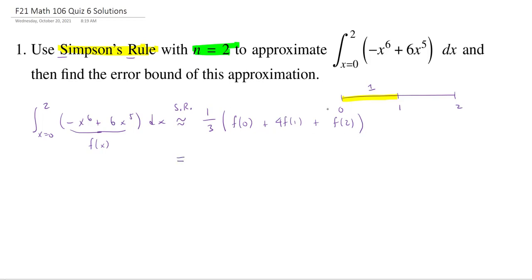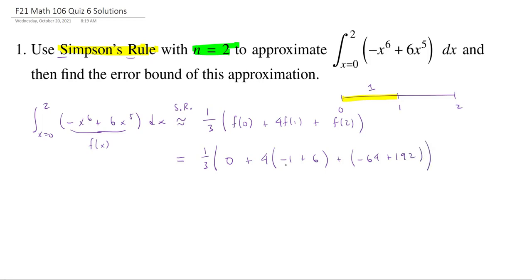Now the next line actually gets an equality. I'm not approximating these values, I'm actually going to compute them, so I can use an equality. At 0, this function is just going to evaluate to 0. That's not a problem. Then I get 4 times f of 1. At 1, I'm going to get negative 1 to the 6th, so negative 1, plus 6 times 1 to the 5th, so that'll be plus 6. Now I need to evaluate at 2. At 2, 2 to the 6th is 64, so negative 64. 2 to the 5th is 32. 32 times 6, well, 30 times 6 is 180, and 2 times 6 is 12, so we get 192.